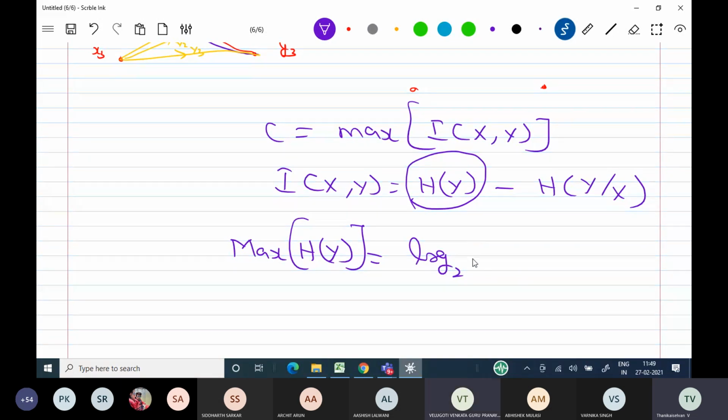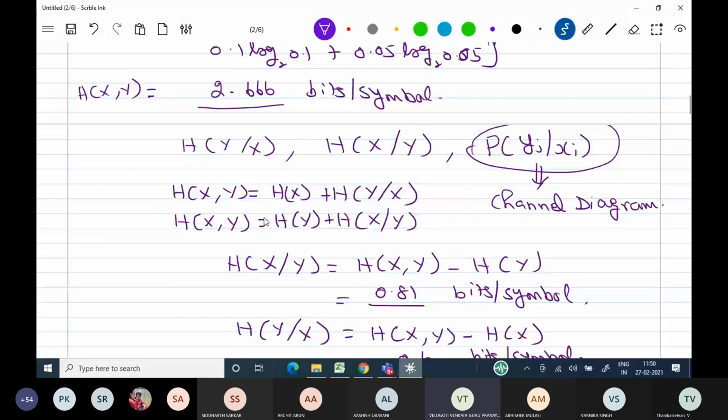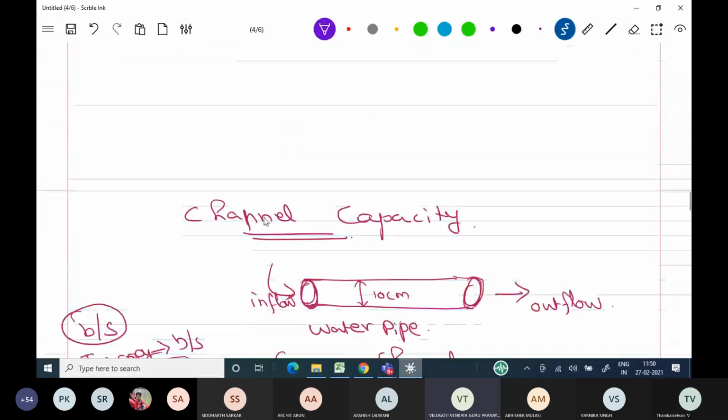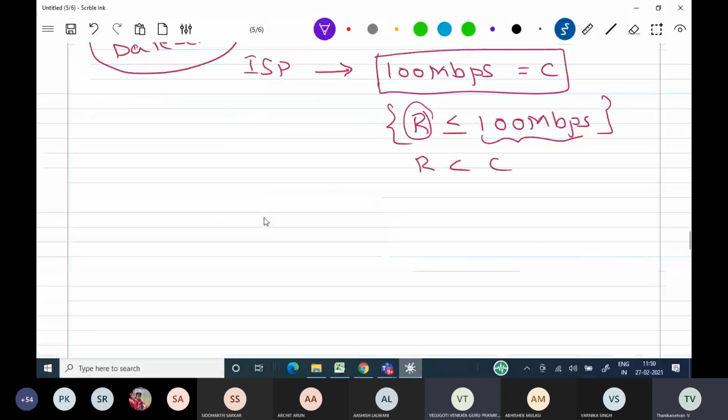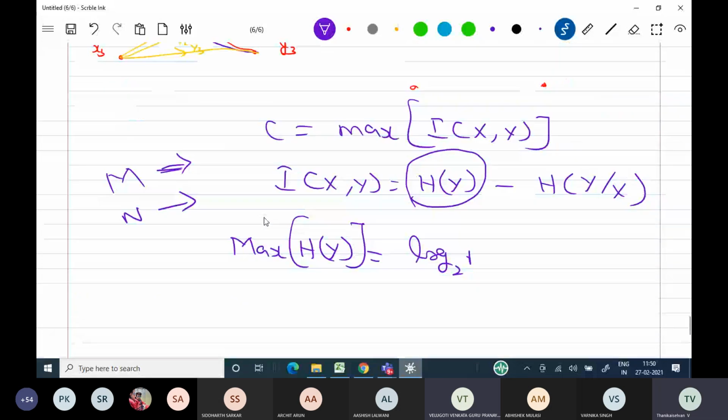Capital N or M? You see, M for what? N for what? Yesterday also I told, today also I told. M is for source symbols, N is for destination symbols. M for source symbol, N for destination.